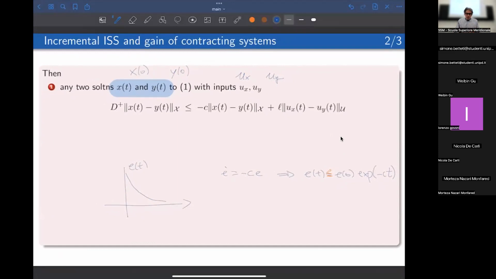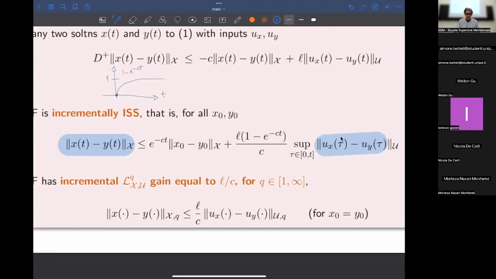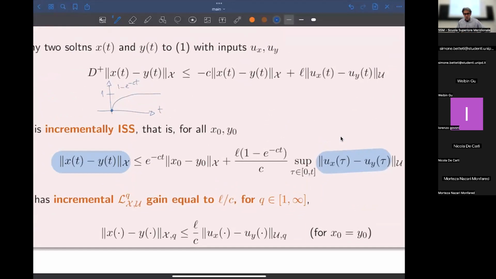So we have two trajectories, two initial conditions, two inputs. Despite the fact that you have two different initial conditions and two different inputs, you can still write a bound like that, telling you how far one trajectory is from the other. This type of bound is called an incremental input-to-state stability bound, and they're very helpful. I will show you an optimal control application where I use these bounds.